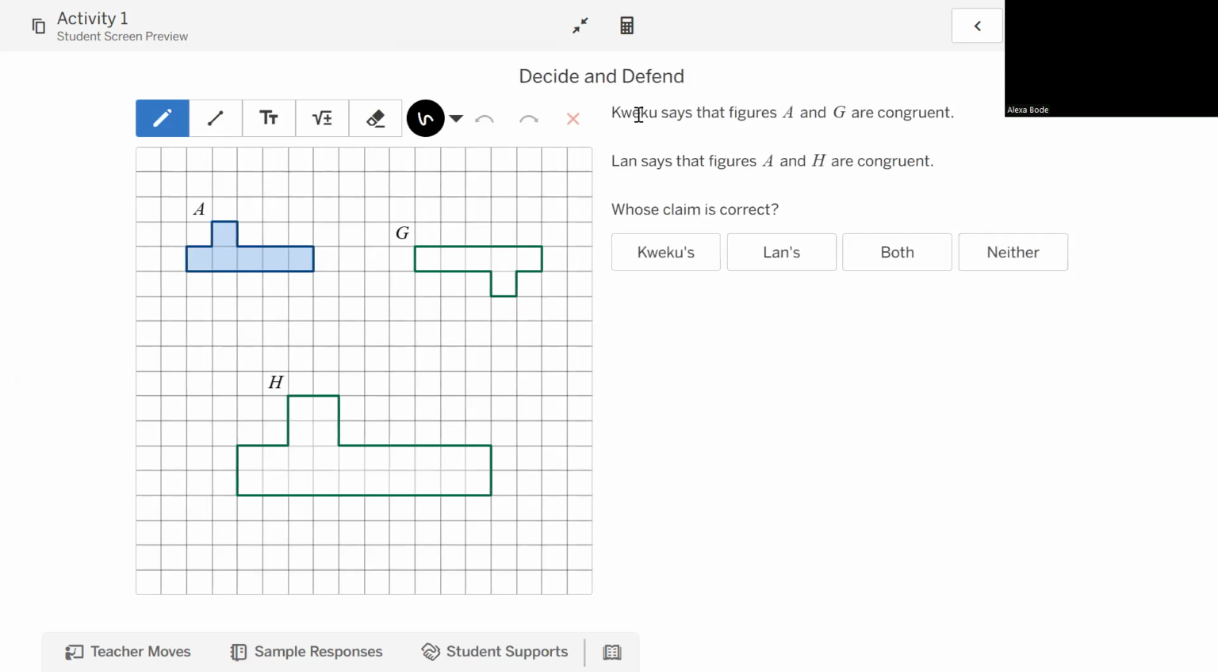Okay. I do not know how to say this kid's name. Kwiku says that figures A and G are congruent. So A and G here. Land says that figures A and H are congruent. Whose claim is correct? Go ahead and answer this on your own.